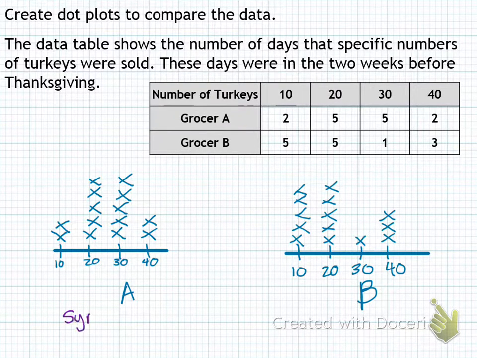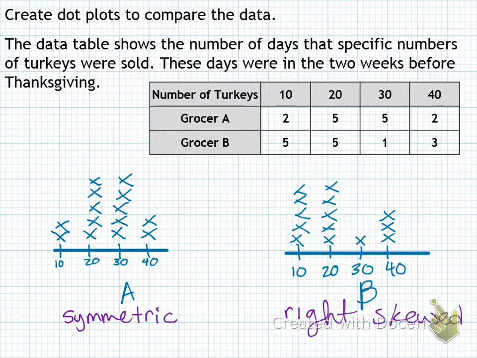I see that A is symmetric and B is more right skewed. Okay, so that tells me things though. It's not enough. This doesn't just say identify the type. It says to compare the data. So really what we should do is talk about what this means.